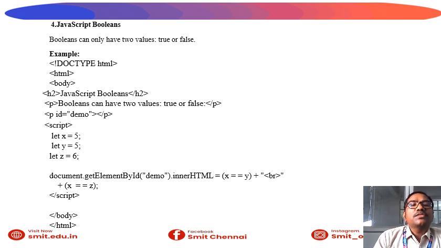Next is JavaScript boolean. Booleans can have only two values, either true or false. So now in this example you can see here under the script tag there are three variables which are declared, and they are comparing the values. So when it is true, then we are able to get the corresponding output. You can use a boolean function also.